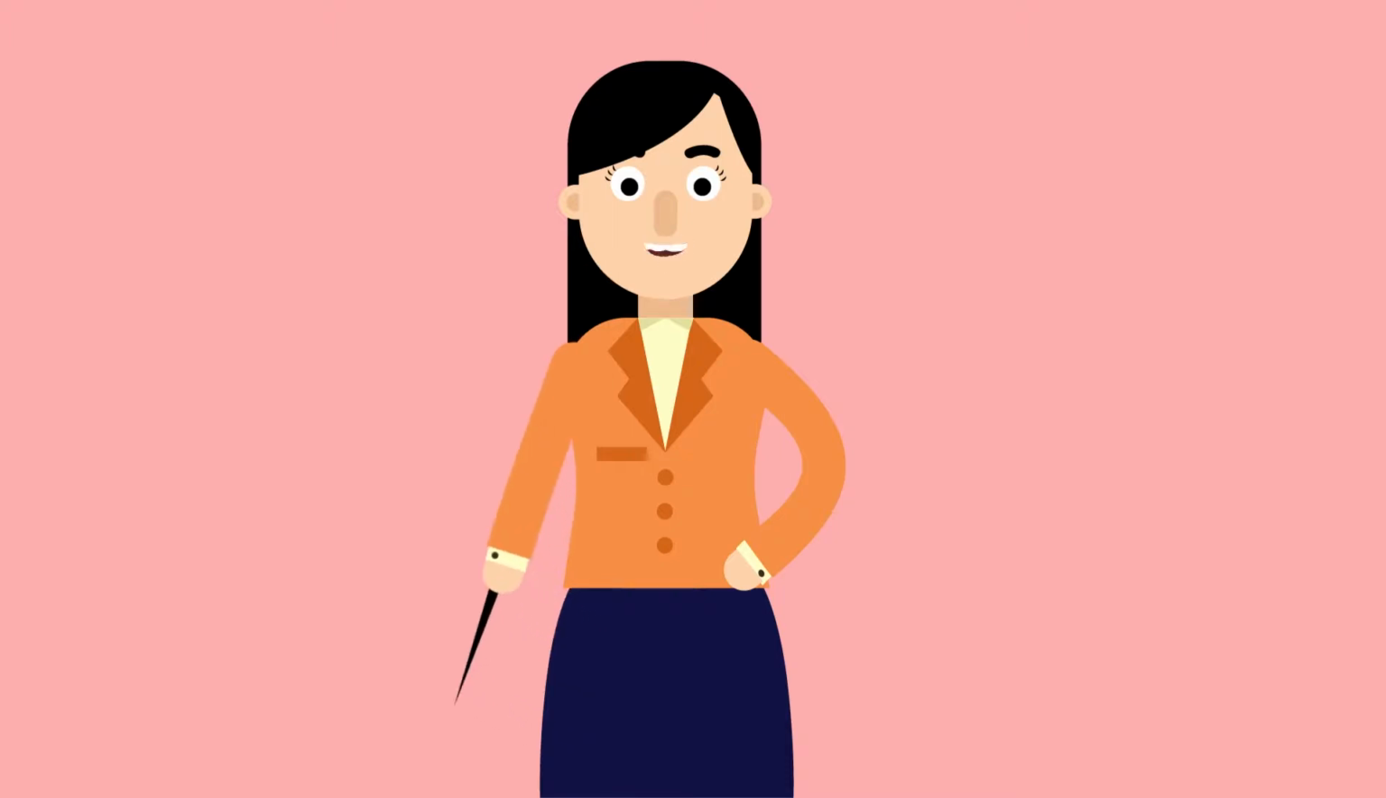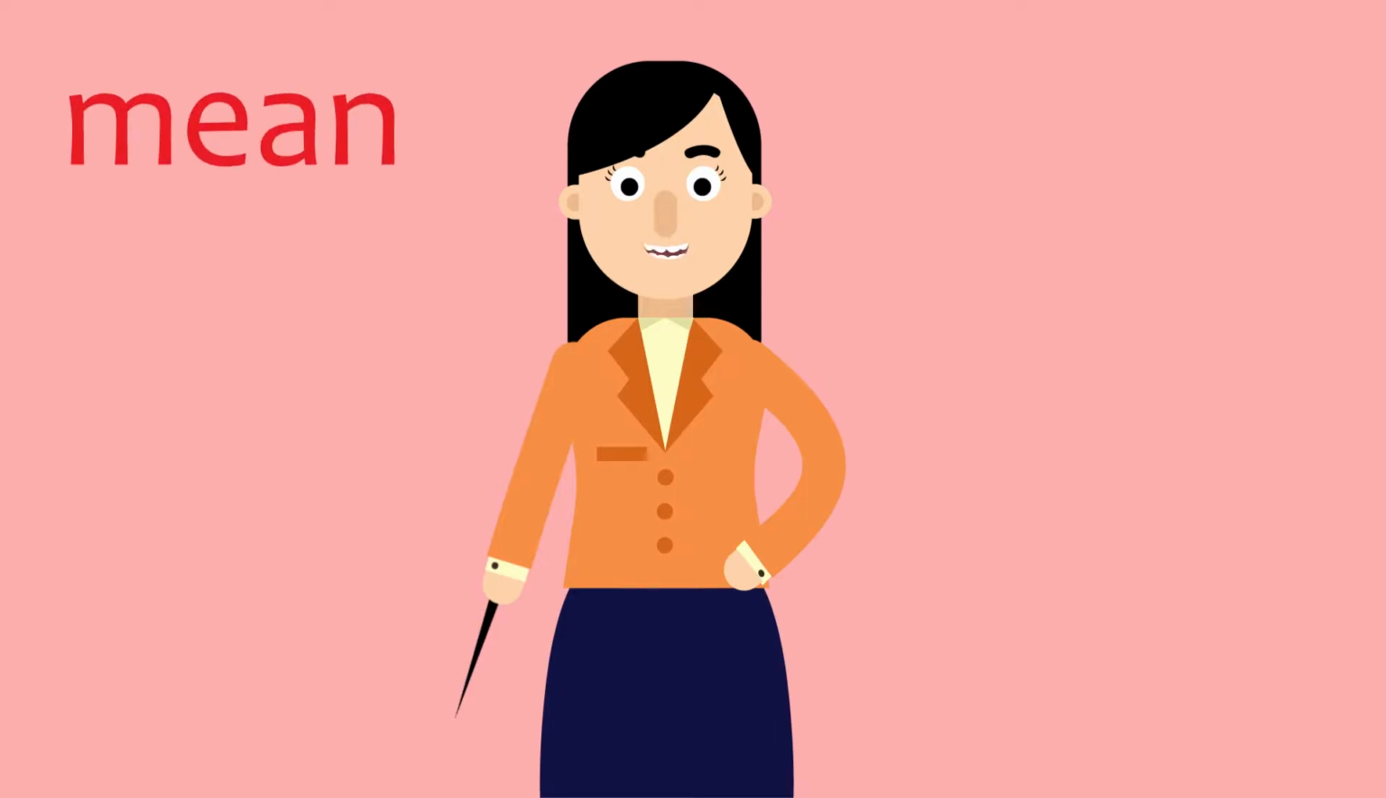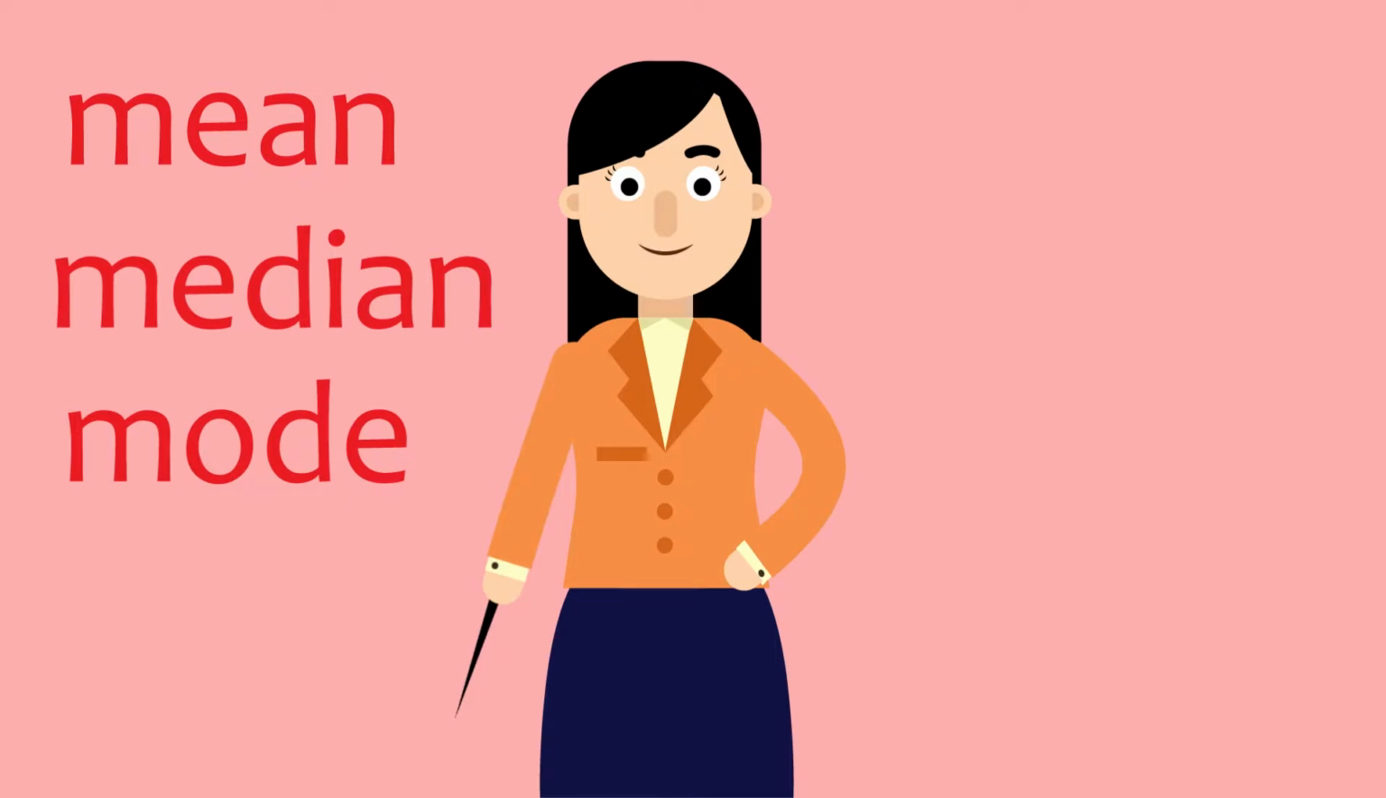Hello, today we're going to learn about the measures of central tendency. The measures of central tendency are measures that help us to summarize the results in a dataset. They represent the mean of the dataset. The most commonly used measures of central tendency are the mean or average, median, and mode.